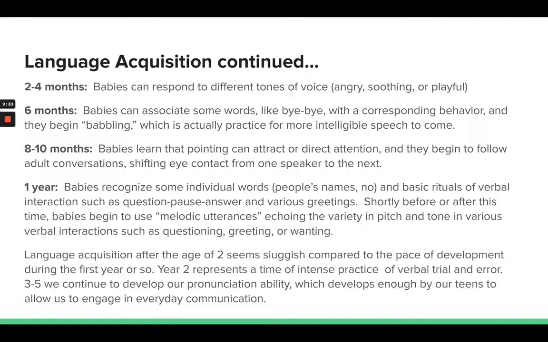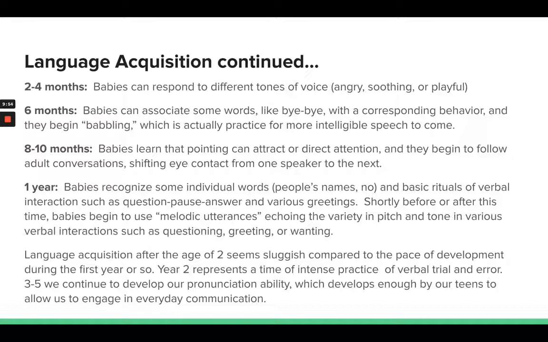Language acquisition after the age of 2 seems sluggish compared to what happens prior to that. Year 2 represents a time of intense practice of verbal trial and error. Ages 3 to 5, we continue to develop our pronunciation ability, which develops enough by our teens to allow us to engage in everyday conversation. So when you think about language and you think about language development, think about exposure.